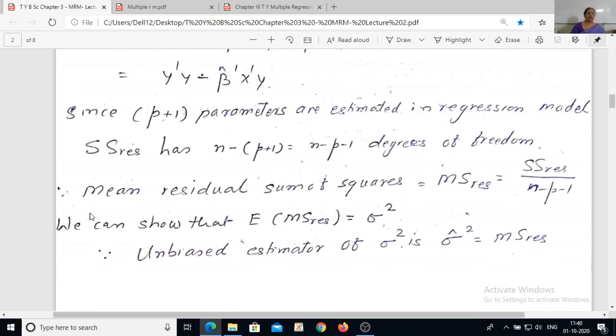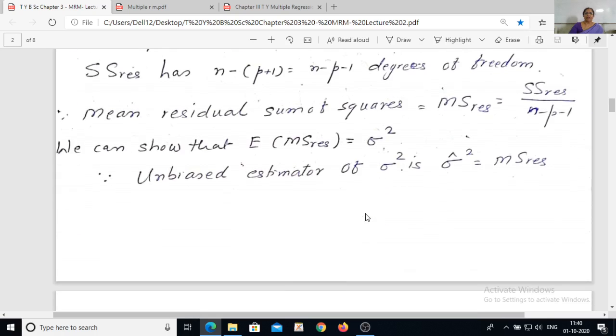Therefore we can obtain the mean residual sum of squares, that is MS residual, equal to residual sum of squares divided by the respective degrees of freedom, that is n minus p minus 1, and we can easily show that the expected value of mean residual sum of squares is equal to sigma square. This particular proof is not expected from you, so you have to remember this as it is: the expected value of mean residual sum of squares is sigma square, and therefore an unbiased estimator of sigma square is sigma square cap, equal to mean residual sum of squares, equal to residual sum of squares divided by n minus p minus 1.